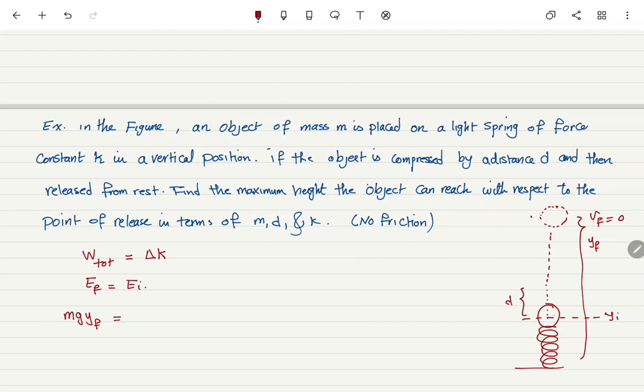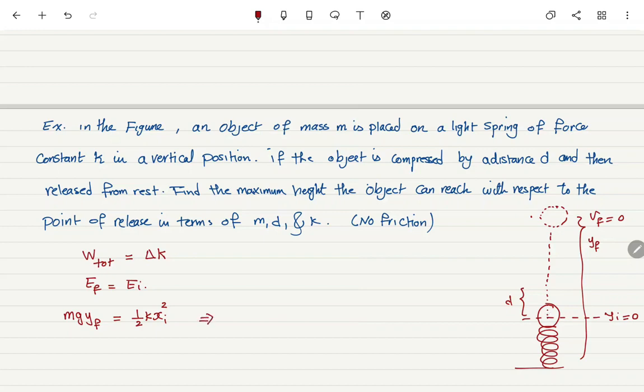Now at this initial position, if we assume that this is the reference point, the gravitational potential energy is equal to 0. At this initial position we have elastic potential energy, half k x initial squared, and again it's at rest, so there is no kinetic energy at this position as well.